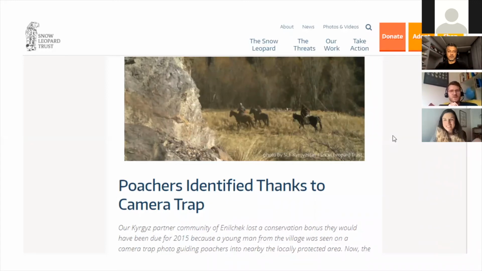So they're clearly going into the protected area. And they were guided by a man from the local partner community, with whom we had a conservation agreement, as part of which they had pledged not to provide any kind of services to outsiders, for instance, guiding poachers. So we decided to write about this because we felt it was important to share. But it does, of course, raise some questions.